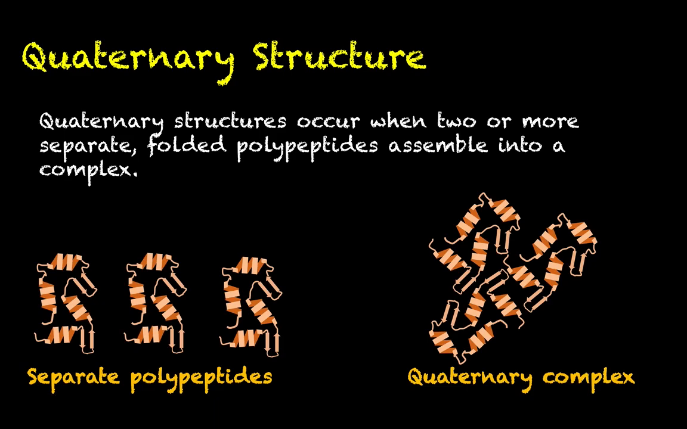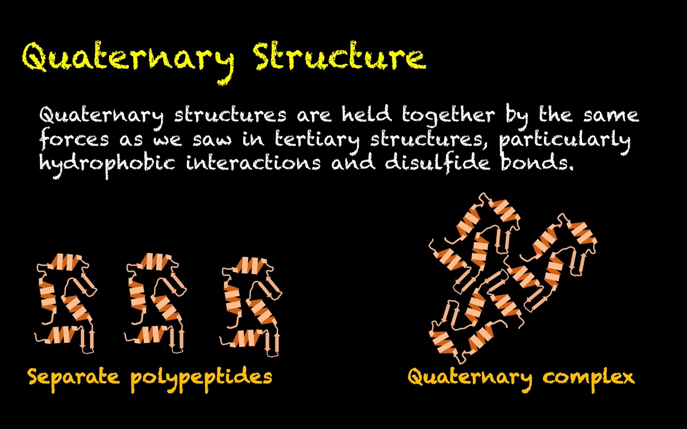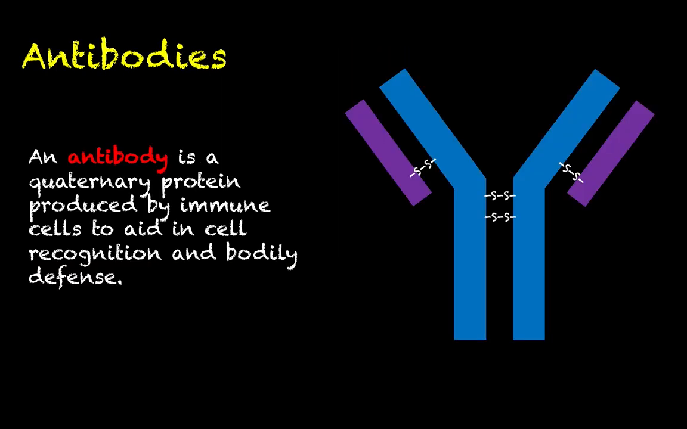If a given protein in the cell consists of more than one single subunit, we would say that that protein has quaternary structure. Proteins that consist of just one single folded polypeptide and nothing more than that never get above tertiary structure. So quaternary structures are going to be held together by the same sorts of intermolecular forces that we saw in tertiary structure, particularly hydrophobic interactions and disulfide bonds. So let's look at two examples of proteins that are held together by quaternary structure.